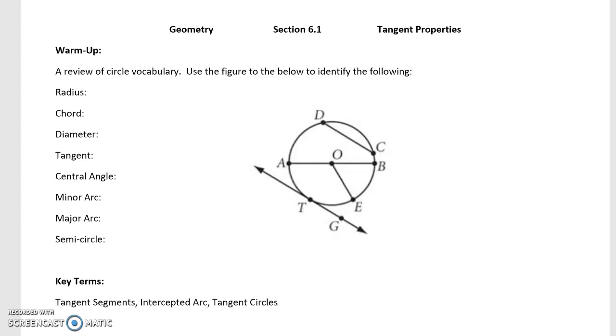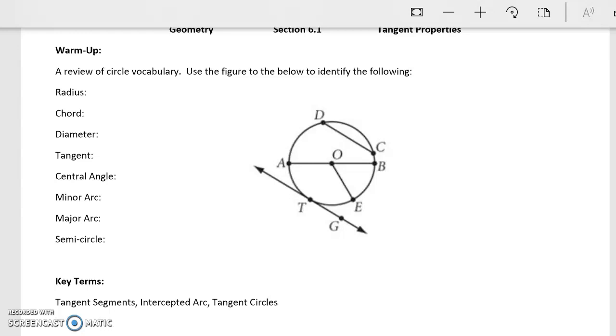In this video, we're going to take a look at section 6.1. So we're going to start chapter 6, which is circles. We've already looked at some circle terminology from chapter 1, and I just want to go ahead and review that right now. So we're going to use this figure here to review some circle vocabulary.